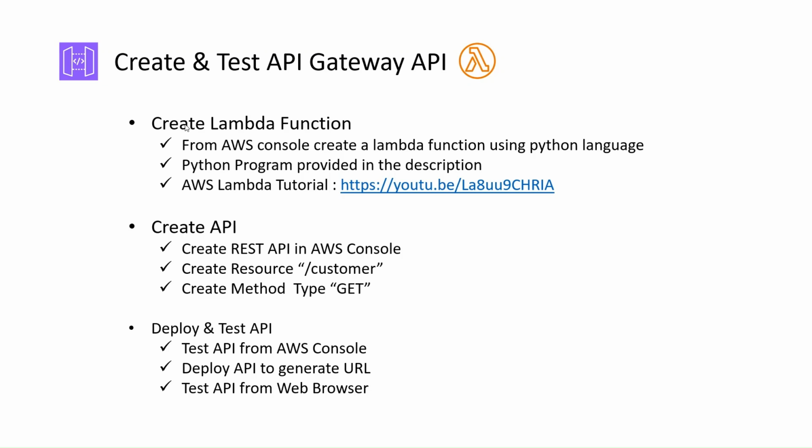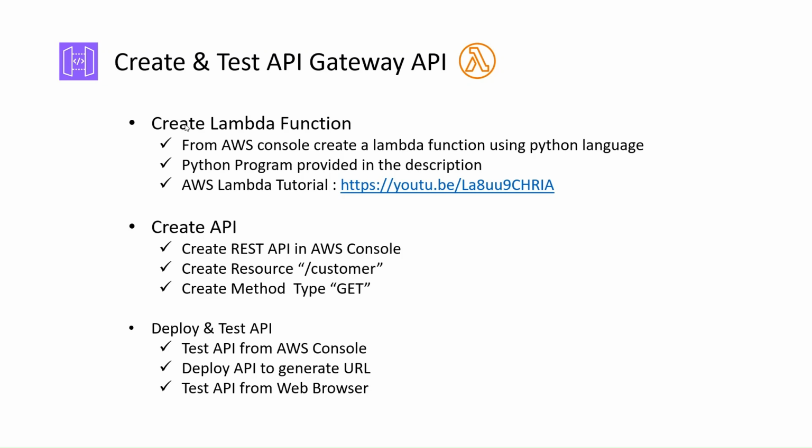Next, we need to create an API. So we will create a REST API in the AWS console, then create a resource named customer and a GET method which will be integrated with the Lambda function. And finally, we will deploy and test the API. Before deploying the API, let us test it from the AWS console. Once it is successful, we will deploy the API to generate the URL and test it from the web browser.